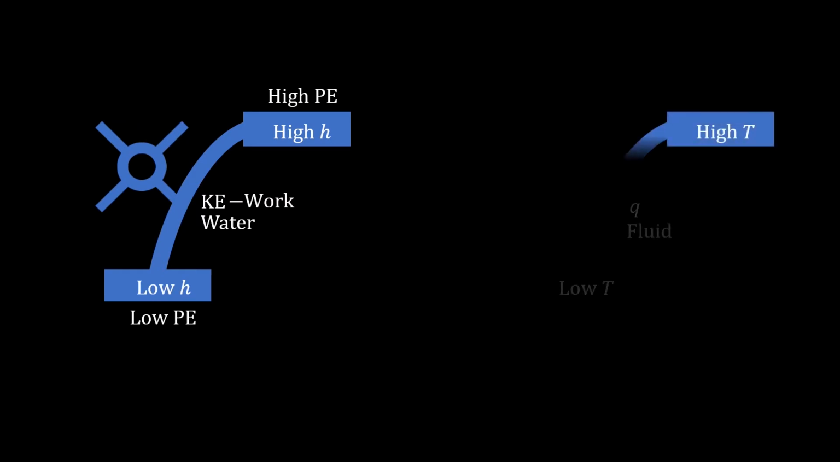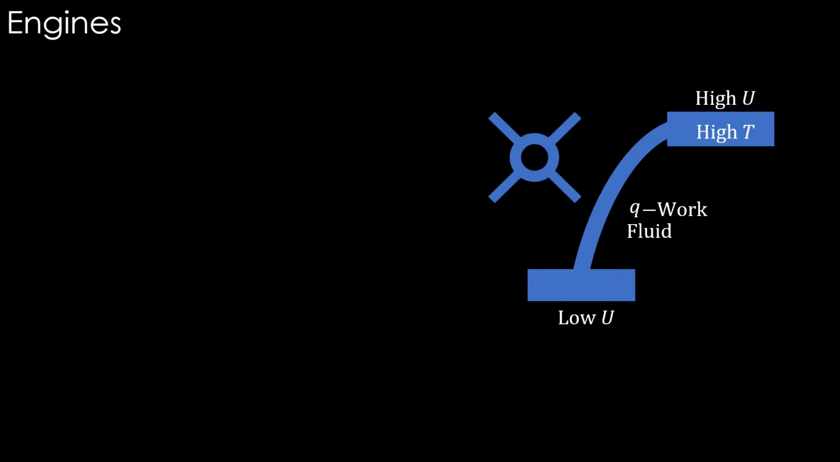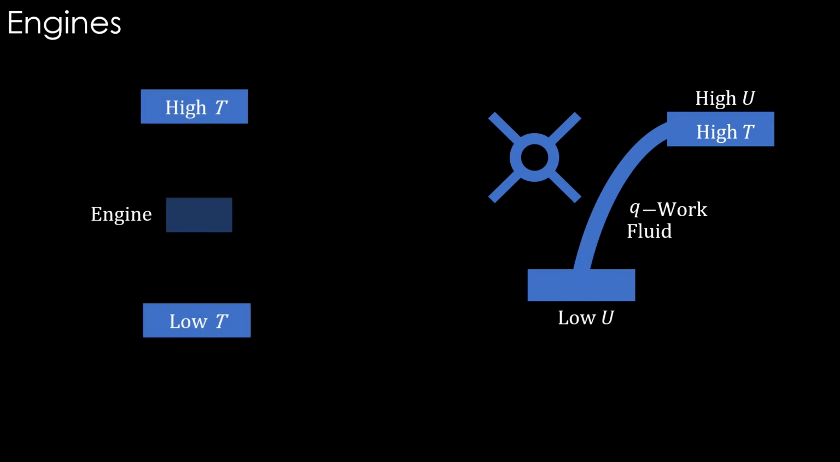Similarly, we can consider heat flow from a body at a higher temperature to a body at a lower temperature with the fluid. In other words, from high internal energy to low internal energy. In the process, it can do some work which comes from the heat. This device which converts heat to work is an engine. Instead of this kind of diagram, we'll use a different one which better resembles a practical engine.